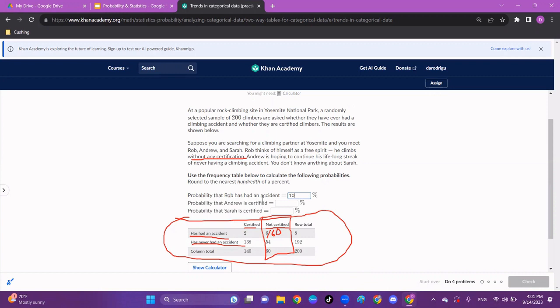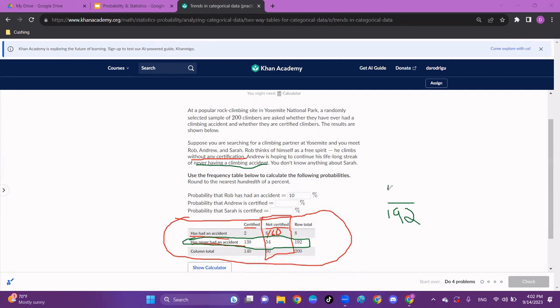Probability that Andrew is certified. So what do we know about Andrew? Andrew is hoping to continue his lifelong streak of never having a climbing accident. Good for you, Andrew. So never had an accident. So we know Andrew is one of these people here. Andrew is one of the 192 that has never had an accident. And the question is, what's the probability he's certified?